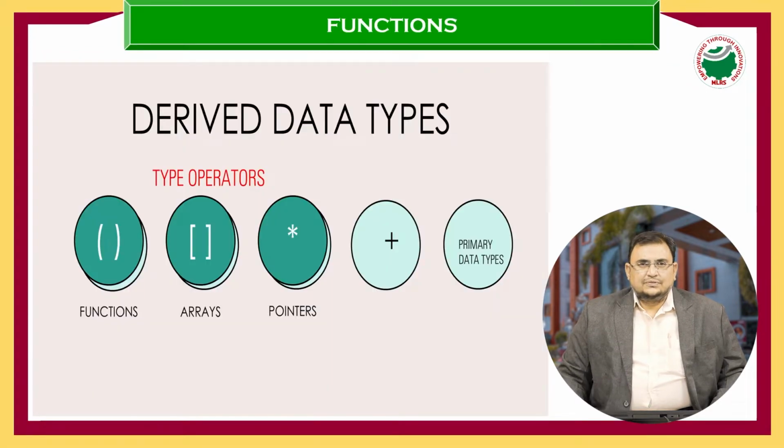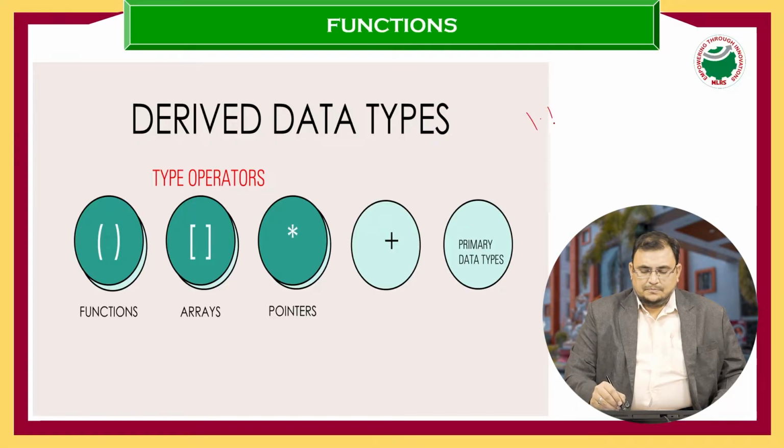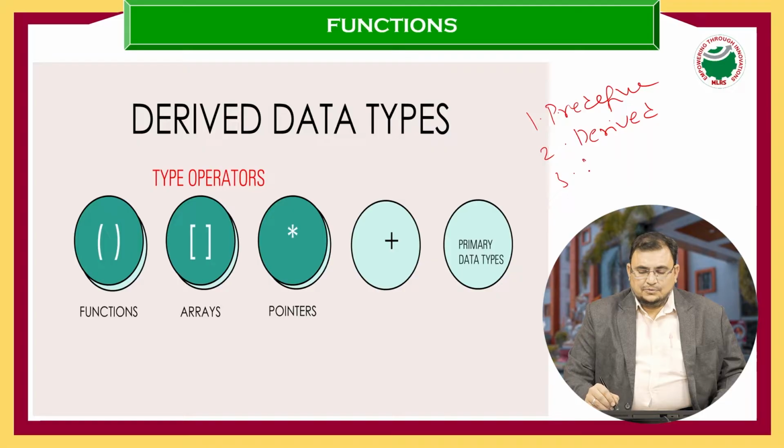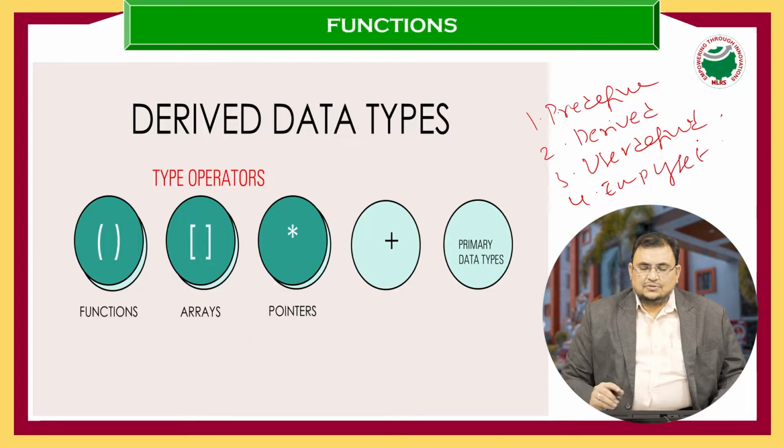Before going to functions, a function comes under derived data types. C supports 4 types of data types. One is predefined data types or primary types. Second is derived data types. Third is user defined data types. Fourth is the empty set. We already know about primary data types: int, float, char, double, long double. They come under primary data types.